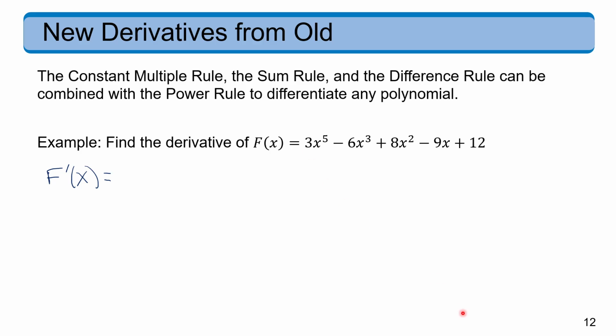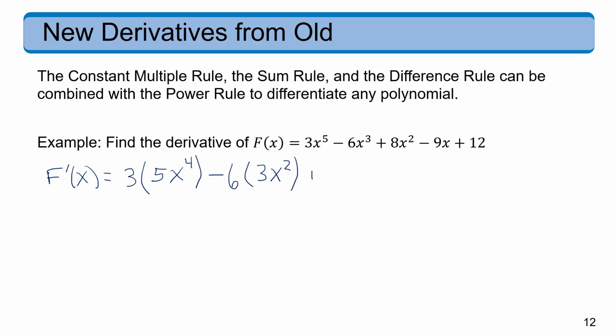So on the first term, we carry along the 3, and then we need to find the derivative of x to the 5th. Well, that's a power function, so we use the power rule. Bring the 5 down in front, reduce the power down to 4. Now we go to the second term, the minus 6x cubed. Carry along the constant, the minus 6. Now take the derivative of x cubed. So we bring down the 3, reduce the power to 2.